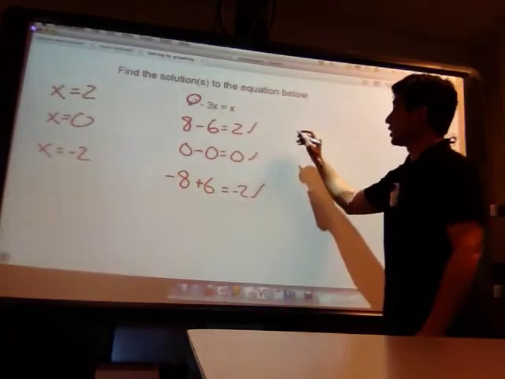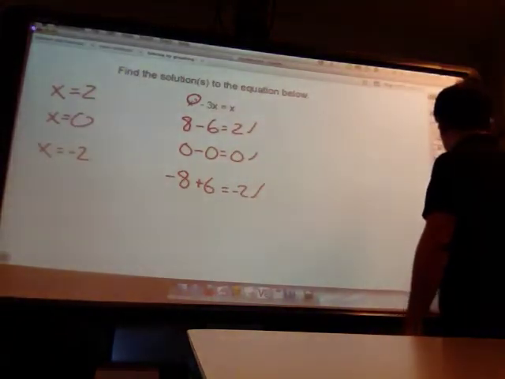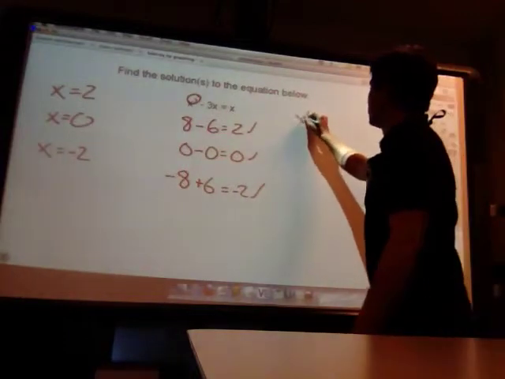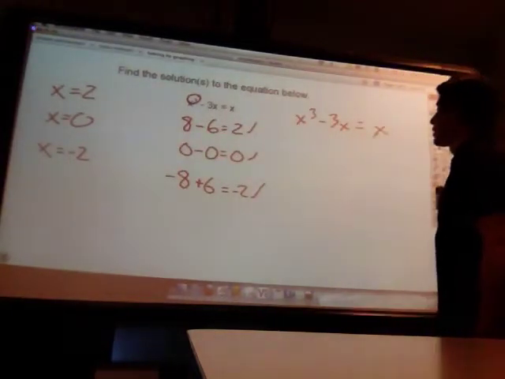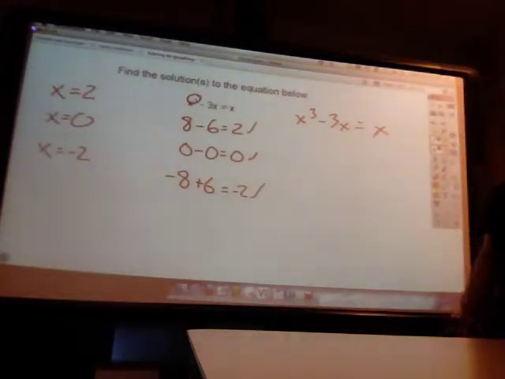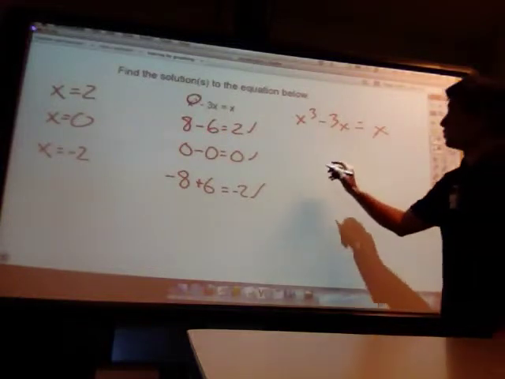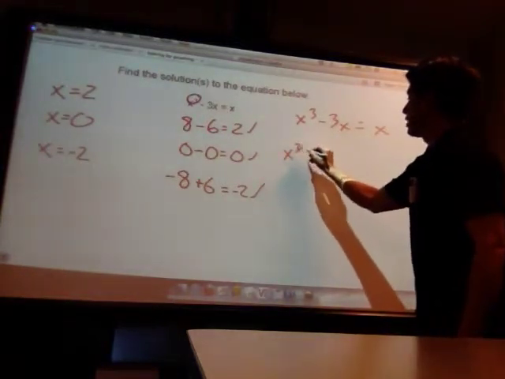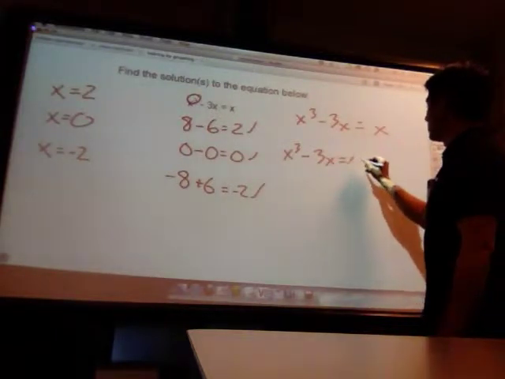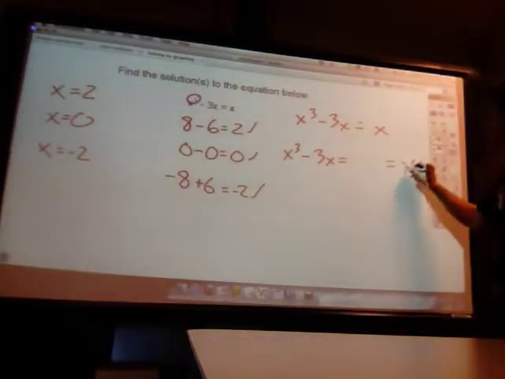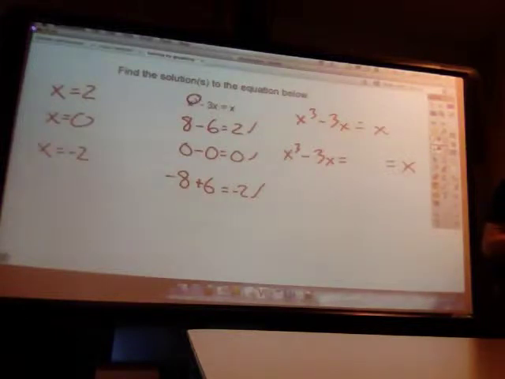So here's what we're going to do. I'd like you guys to write this part down. Let's just recopy it. x to the third minus 3x equals x. And what I want to do is, instead of one equation, I'm going to turn this into two separate equations. The first thing I'm going to do is this: x to the third minus 3x equals, and then over here I'm going to put x. And I'm just going to introduce the variable y right here.